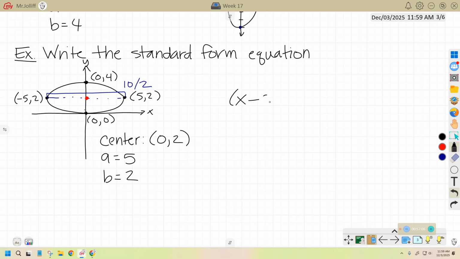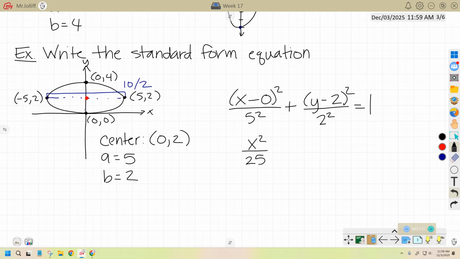(x minus h) squared over a squared plus (y minus b, or not b, k) squared over b squared equals 1. I think I did that correctly. I see some nodding. Good. And I'm going to simplify. What is x minus 0? This is x squared. Good. So I get x squared over 25 plus (y minus 2) squared over 4 equals 1.